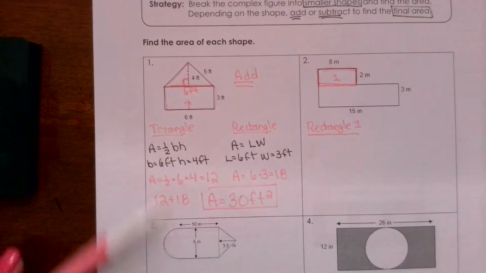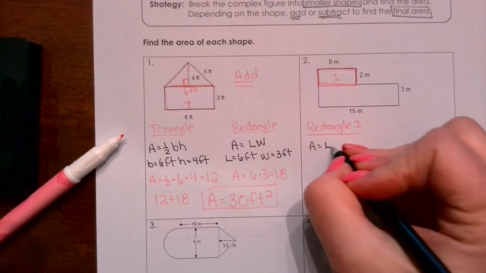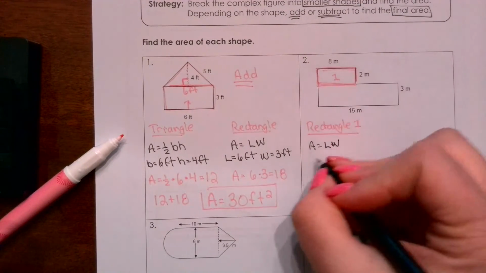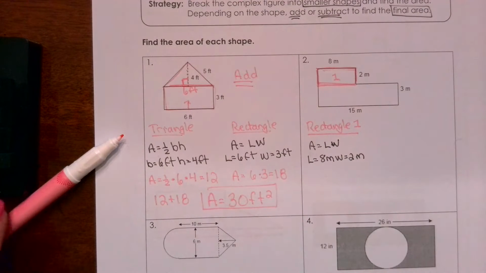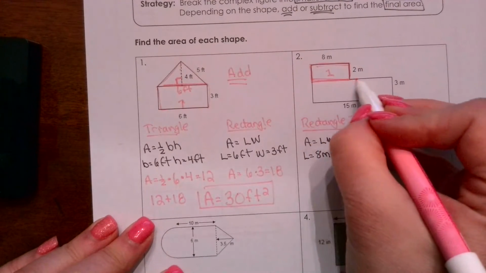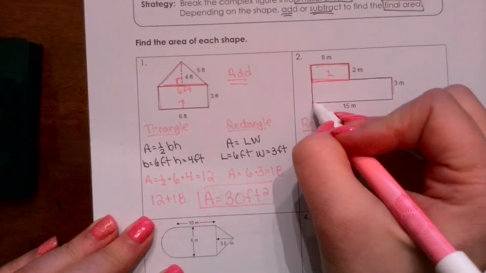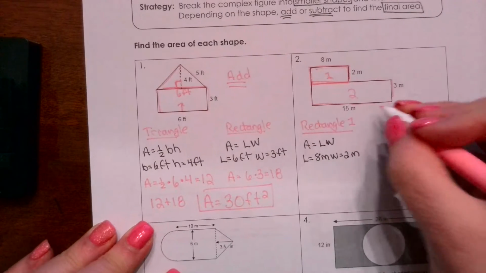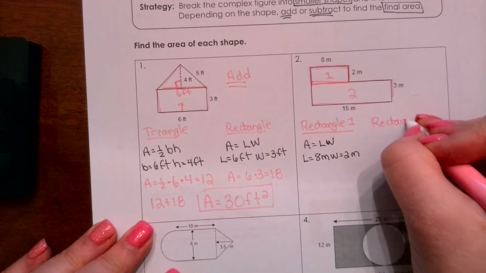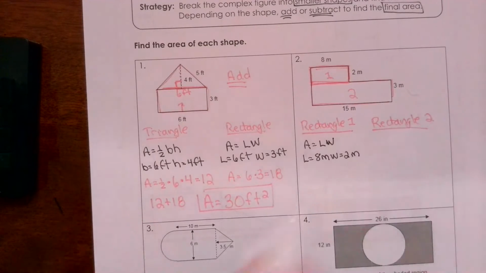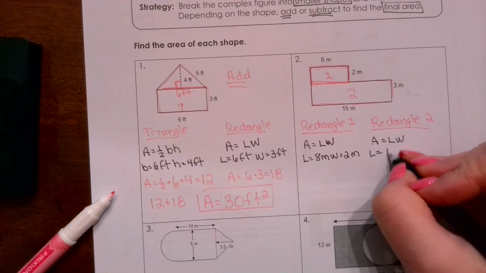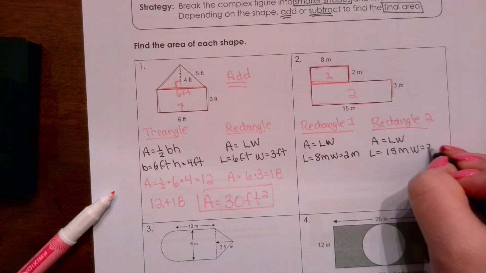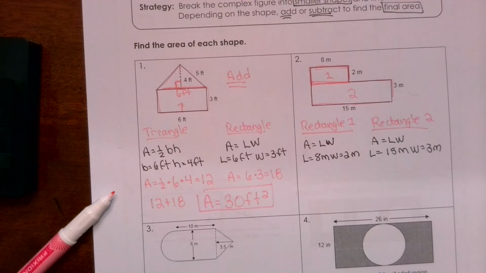You know, I like to use different colors here. So area equals length times width. And I'm going to have my length equal 8 meters and my width equal 2 meters. So I got my first rectangle. And this makes it really handy because my second rectangle has very clear measurements. Area is the same thing. And I have a length of 15 meters and a width of 3 meters. Just remember with rectangles, which is the width and which is the length doesn't really matter.